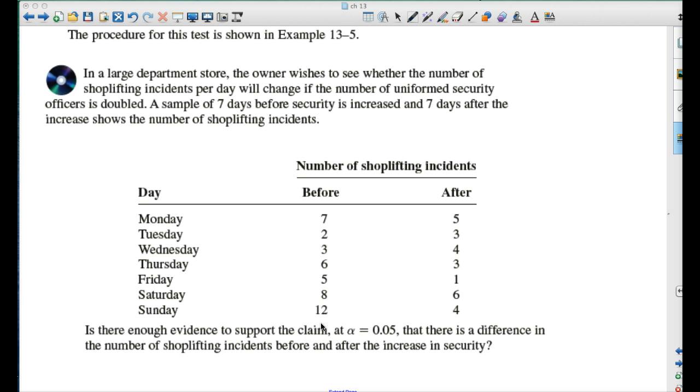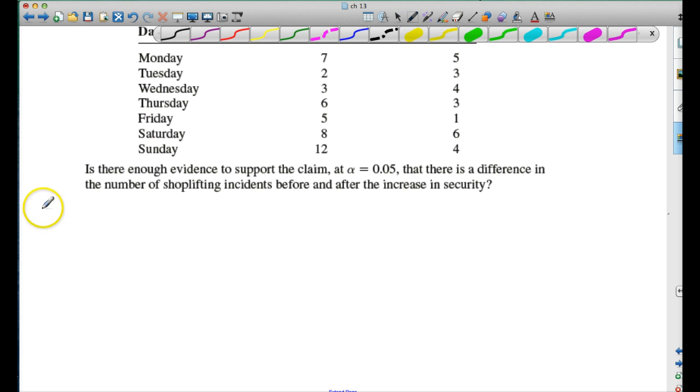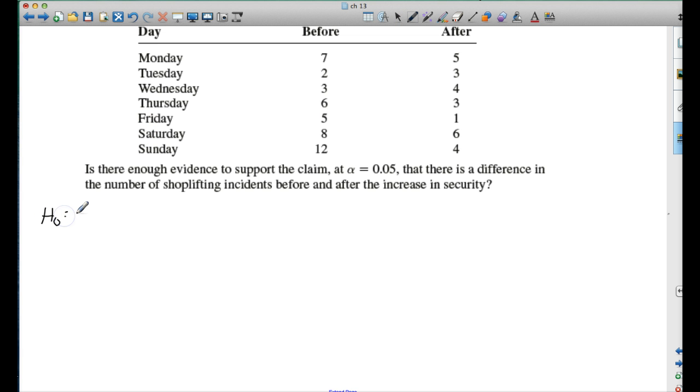Now our null hypothesis and our alternate hypothesis, that I'm going to write down here, extend the page a little bit. Our null hypothesis: there is no difference in the number of shoplifting incidents. So they're pretty much equal, and the alternate is there is a difference. And this is the claim.